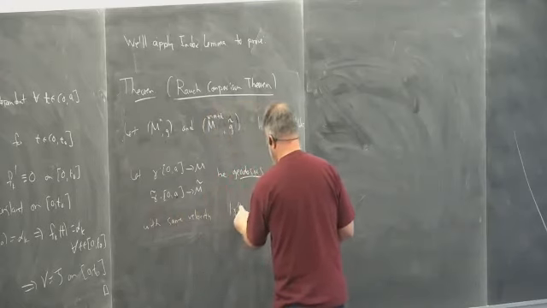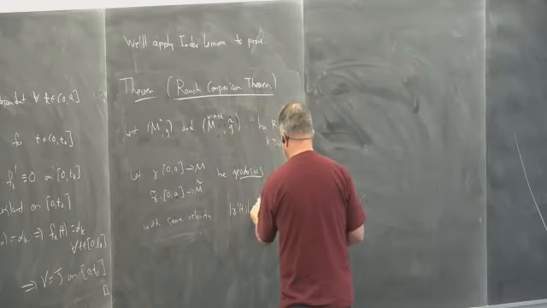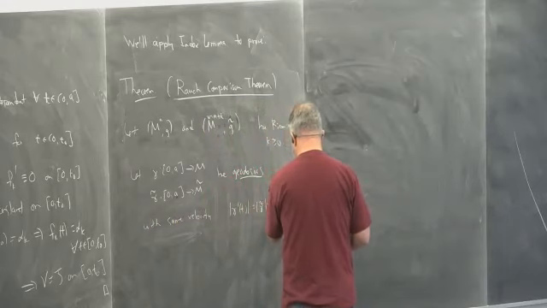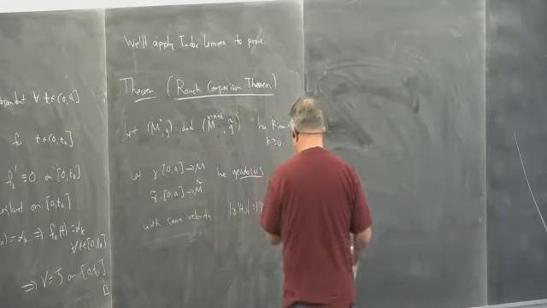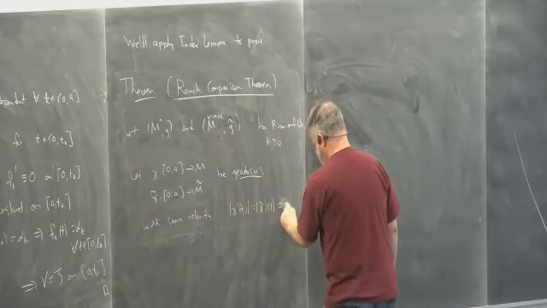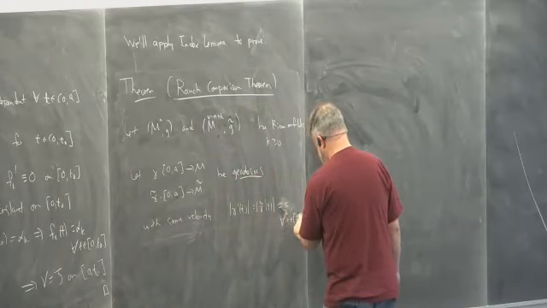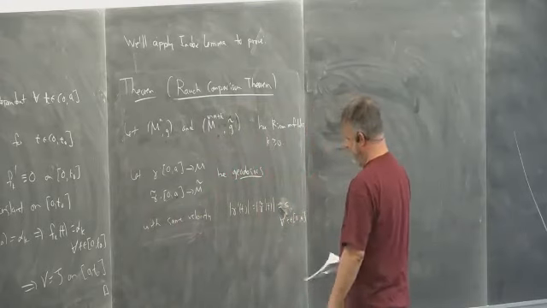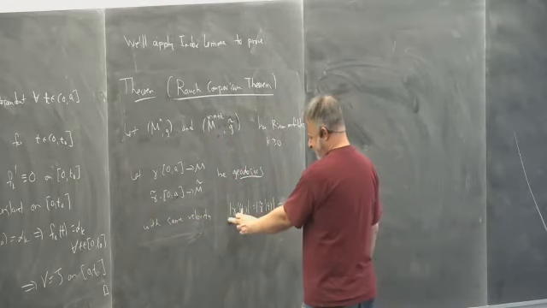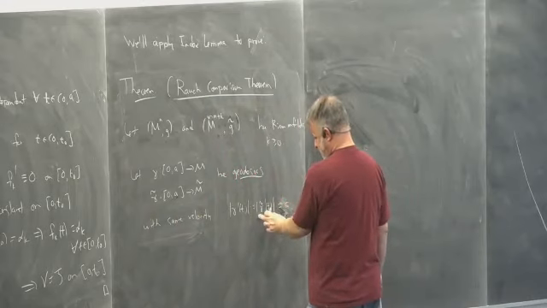So that means that the norm of gamma prime of t equals the norm of gamma tilde prime of t for all t. Well, it's constant, right? For all t in [0, a]. We know that the speed of a geodesic is constant. This is the inner product on M, and this is on M tilde.